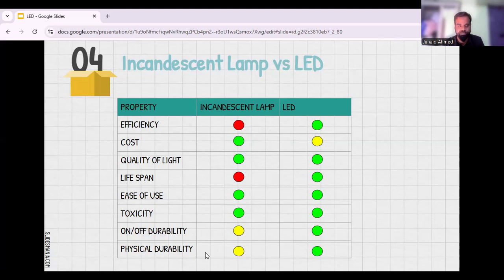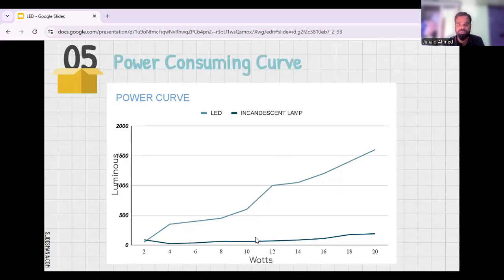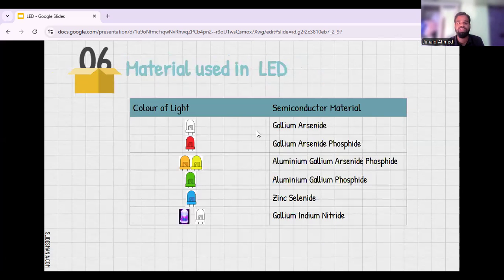Then we will have the power consumption curve. In the x-axis watts, in the y-axis luminance, that is brightness of the light. At 2 watts, both will glow at up to 100 luminance. But at 20 watts, the incandescent lamp will glow at only 250 to 300 luminance brightness. At 20 watts, the LED can glow up to 1600 luminance of brightness. Okay. Then material used here.